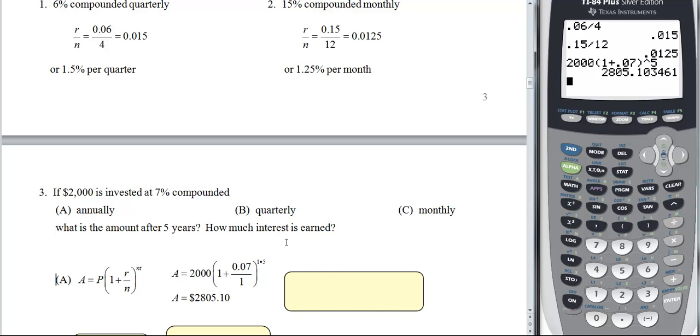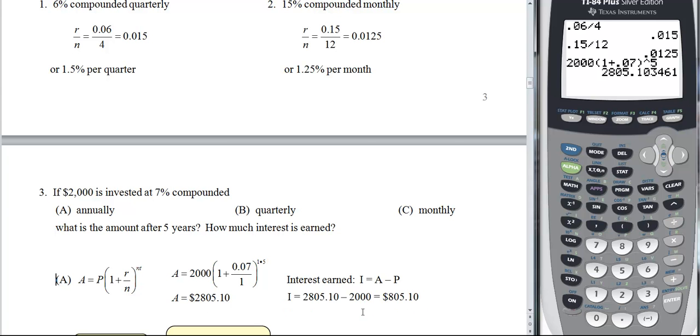How much interest is earned? Well, remember, if you do A minus P, that will give you your interest. So this is my future amount minus 2,000. Looks like I should have $805.10.